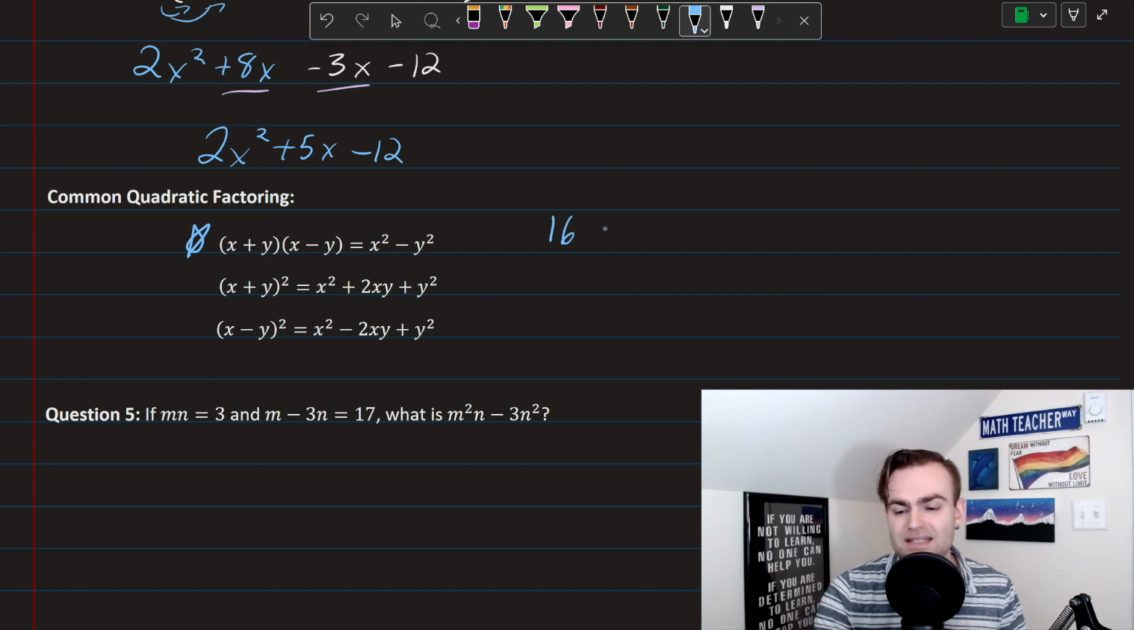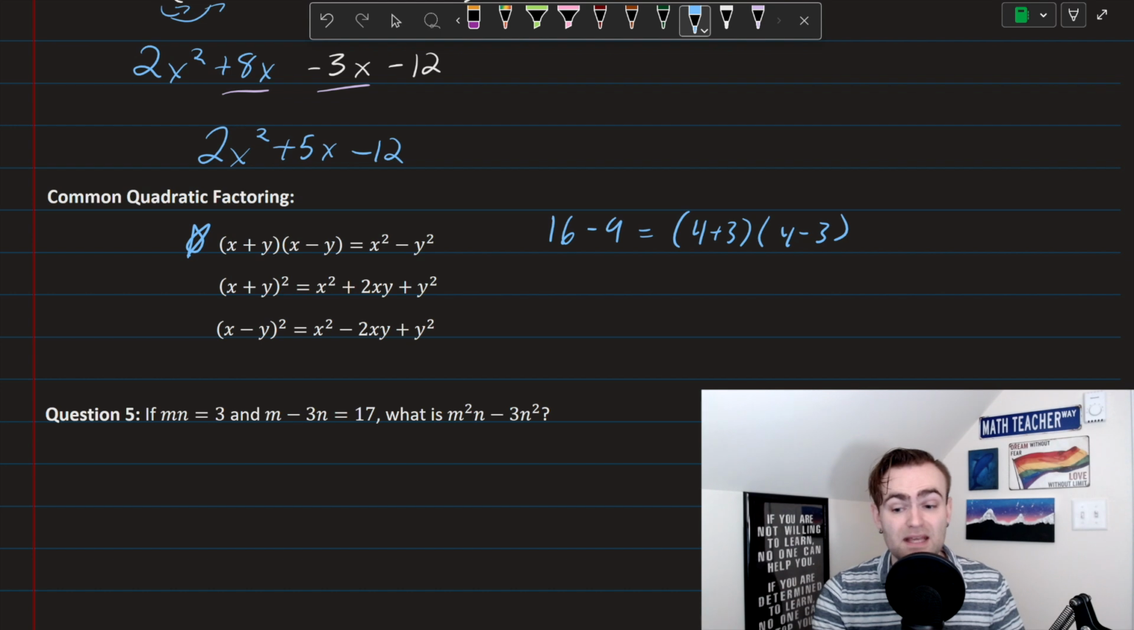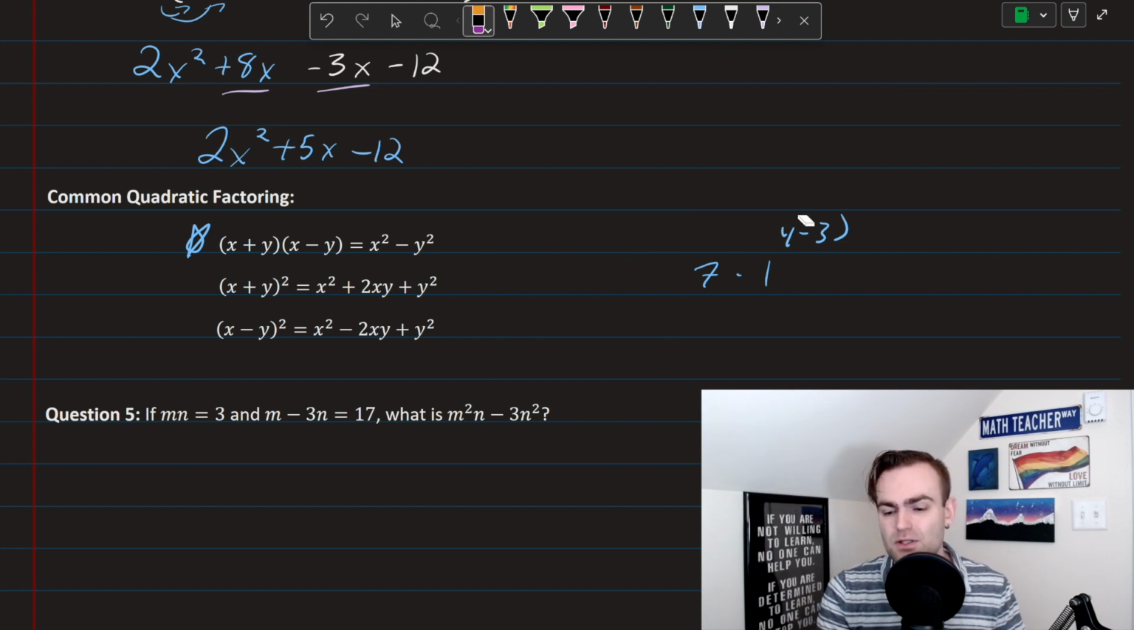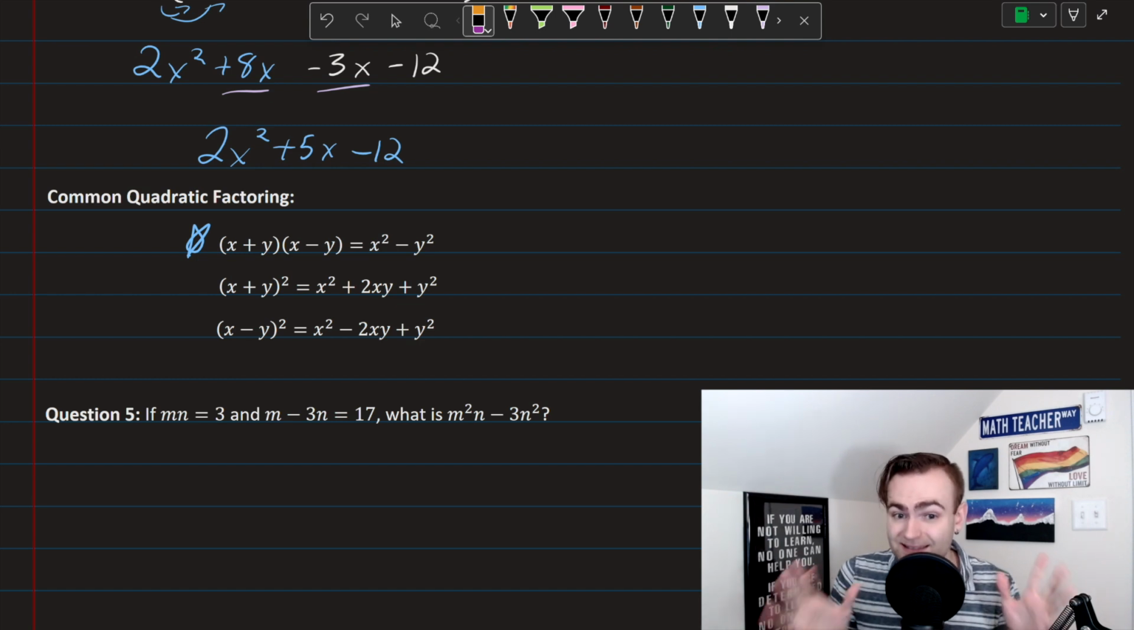Like if I have 16 minus 9, that is the same thing as 4 plus 3 times 4 minus 3, which can actually make the simplification a little bit easier, especially if you have really big squares, to have 7 times 1, which is just 7. So that is an application thereof. Difference of squares I know comes up a lot in calculus practice and sometimes in pre-calculus, so very nice to have under your tool belt.